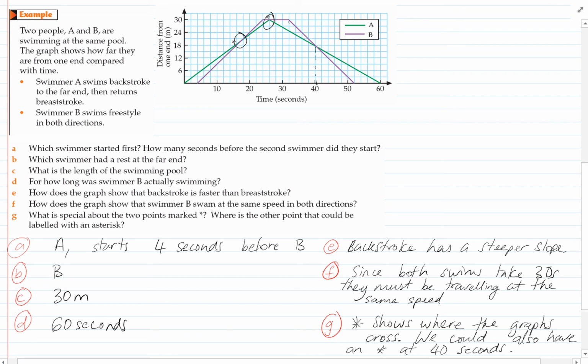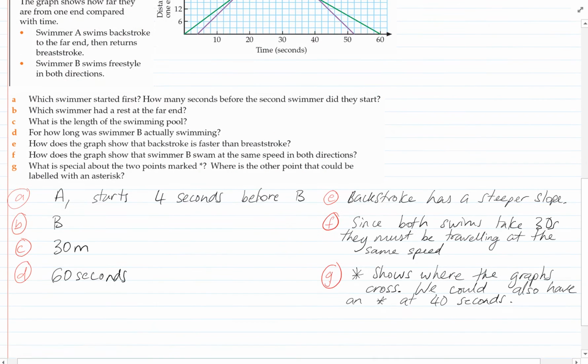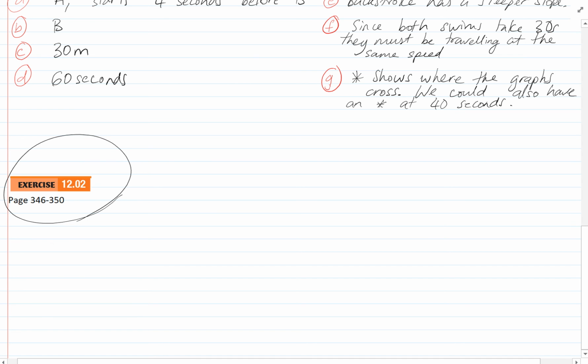Okay, so you can see hopefully that with graphs, it's all about interpreting. It's really common sense, and you've got to be able to just visualize it in your brain. And so to have a go at a few of these, do exercise 12.02, which is on page 346.